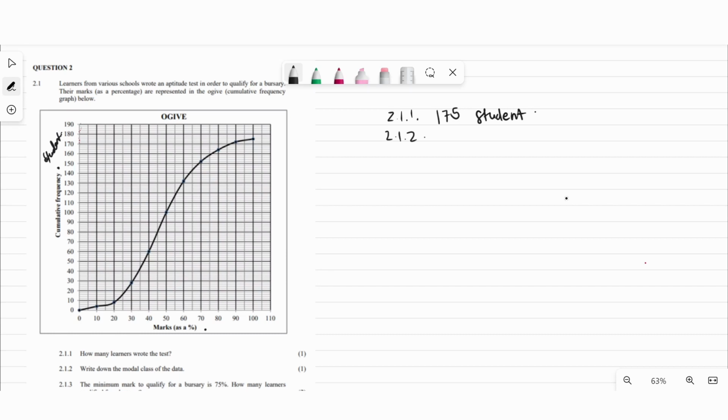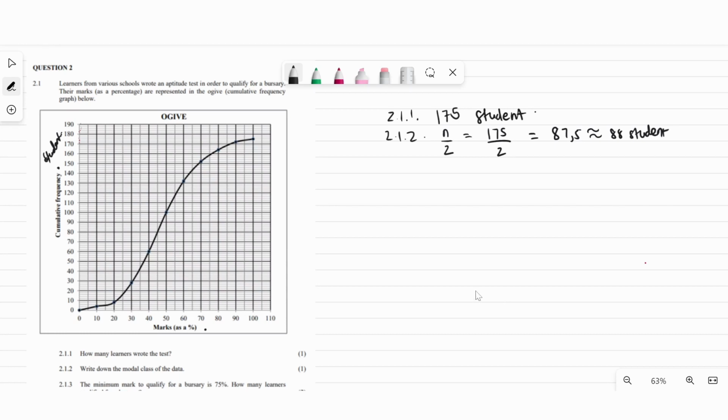The formula for the modal class is basically n, which is the total number, divided by 2. Since that is where it is, by the frequency, which is the students, we're going to drop it down to check what is basically the modal class, right? So we know that n is 175, and divided by 2, it's going to be equal to 87.5, right? Since we can't have 87.5 students, we're going to approximate it to 88 students. Then we're going to take that 88 students, look for it here, and drop it down to see where the modal class is.